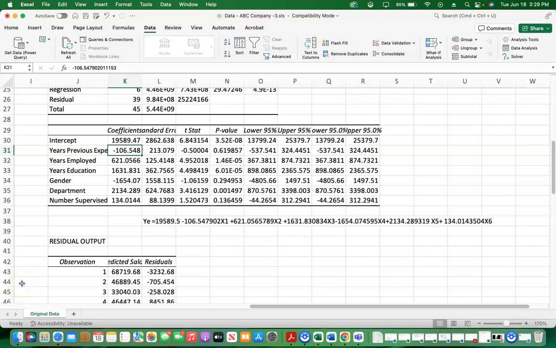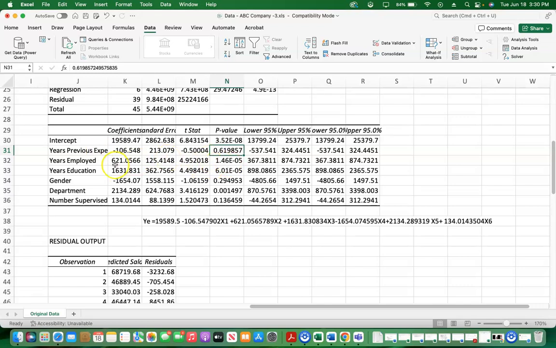And so we're going to see this p-value here, which is 0.62. So this probability value is greater than the significance level, which is 0.05, and therefore this value is not significant. This probability value shows that years of previous experience is still not significant.